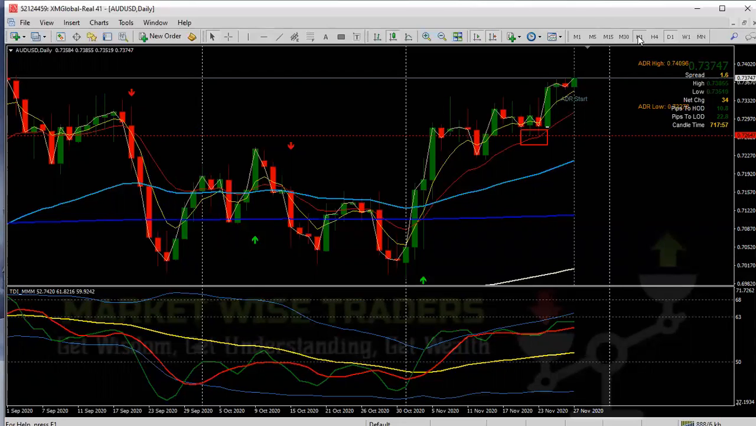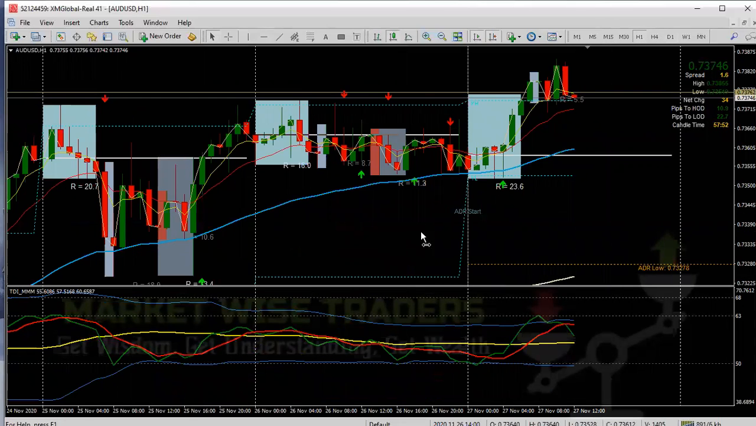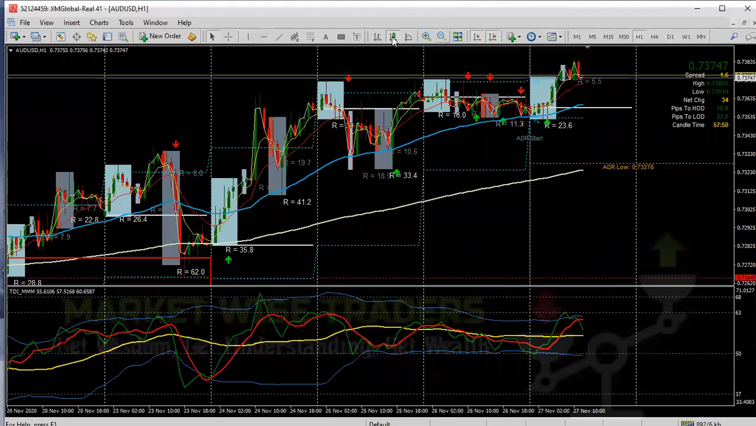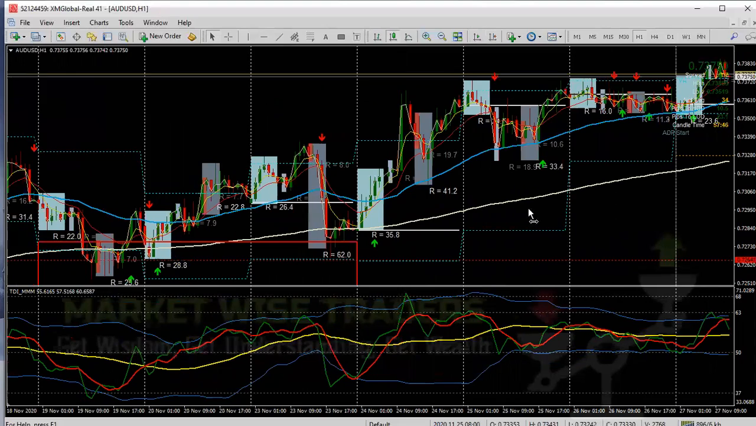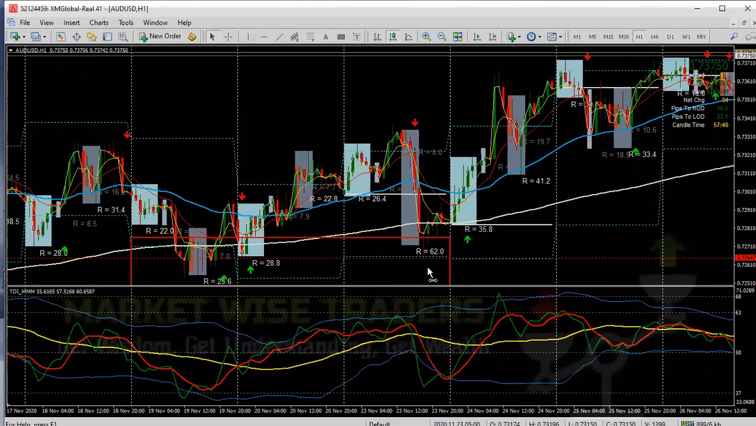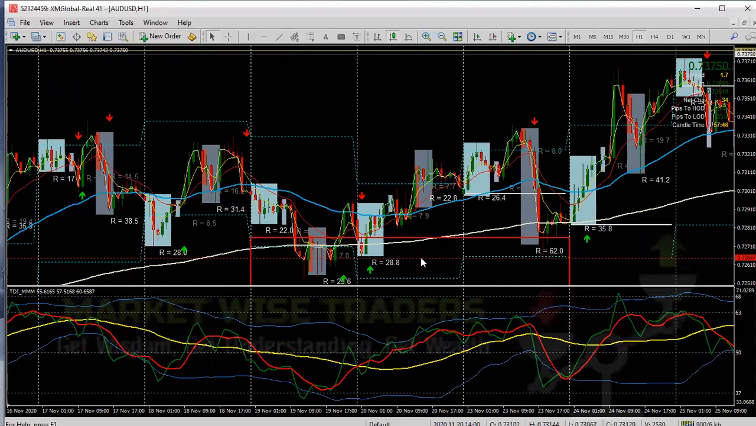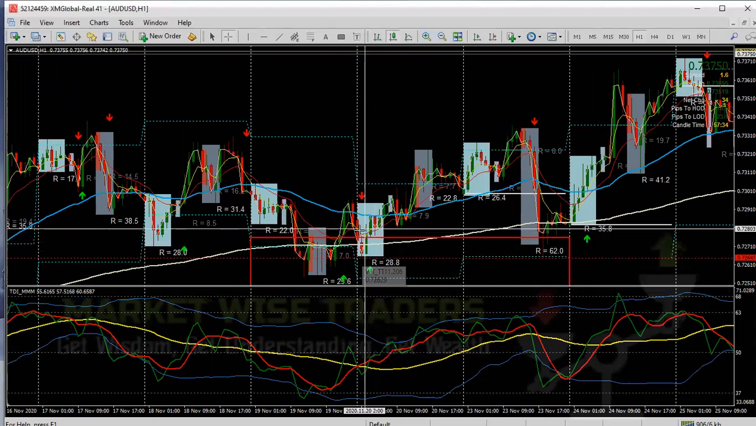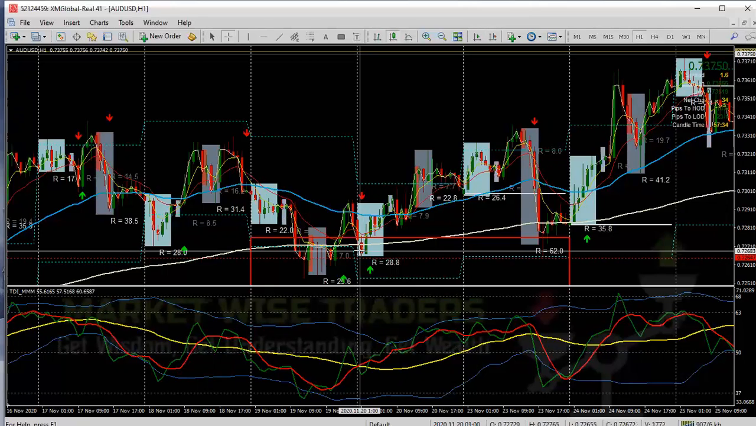All right, let's go down to H1. H1, let's see what happened. So here we go. This was the red line I drew. And this blue tracer here indicates for me yesterday's low. Can you see that? That was the low of this day, 20th of November. That was the low that Aussie US reached.